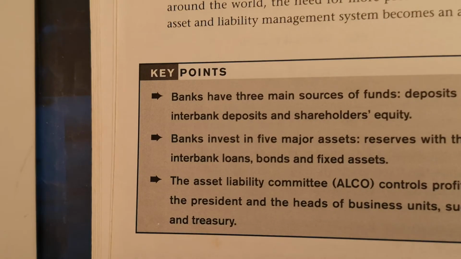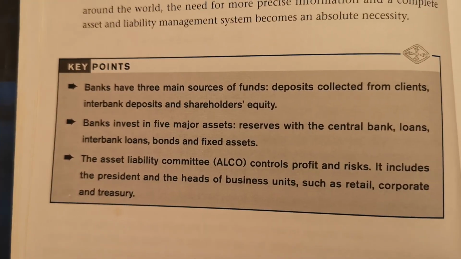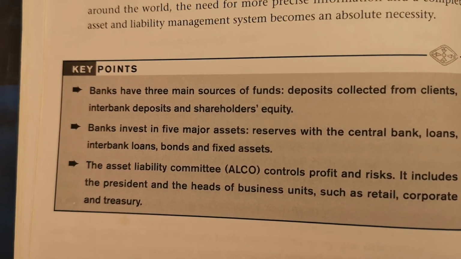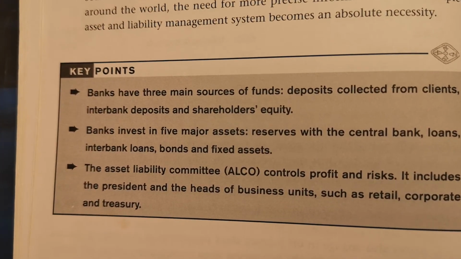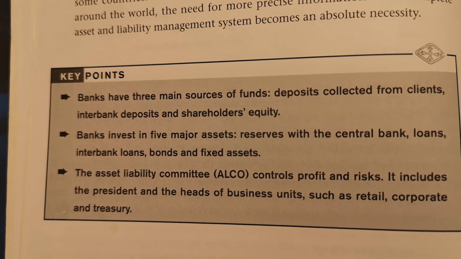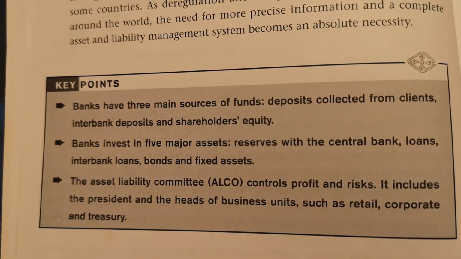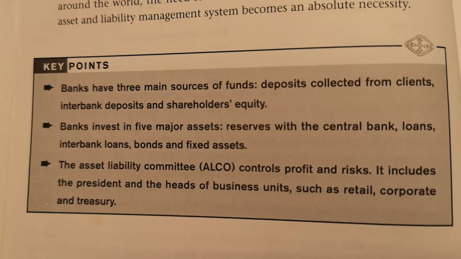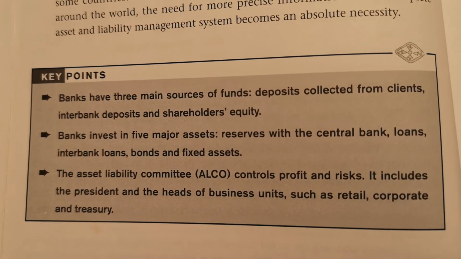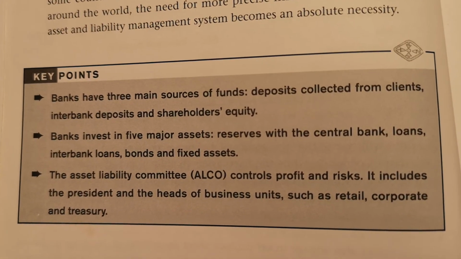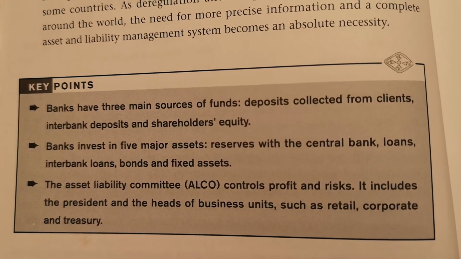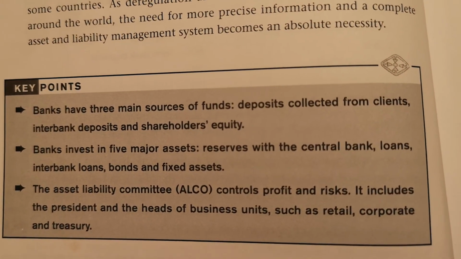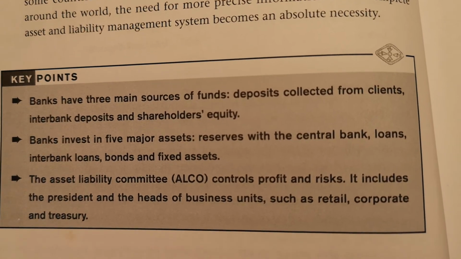Here are some key points or takeaways from this book. They call it Asset and Liability Management. The banks have three main sources of funds: the deposits collected from the clients, interbank deposits, and the shareholders' equity. Banks invest in five major assets: reserves with the central bank, loans, interbank loans, bonds, and fixed assets.